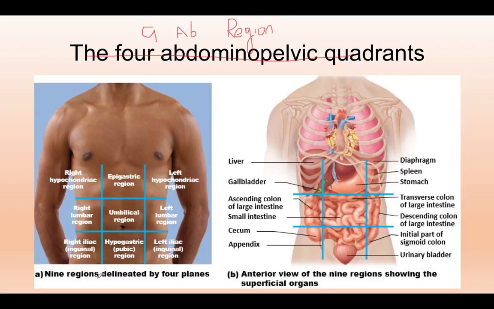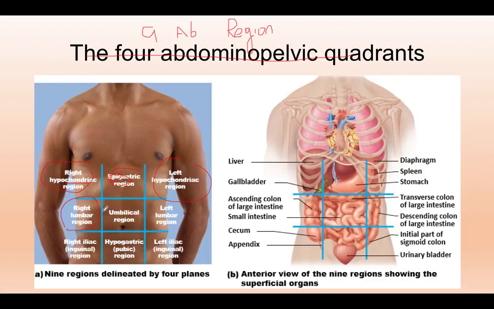Okay, so this is 9 abdominal regions, and it includes the right and left hypochondriac. Chondriac implies cartilage, so hypochondriac means below cartilage, which are basically parts of your rib cage. Epi means surrounding, so epigastric means surrounding your stomach. We have the lumbar region. Lumbar means back. So we have right and left lumbar regions.